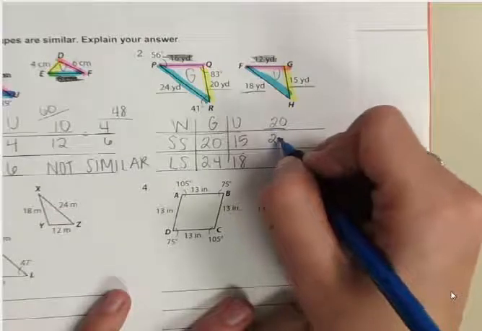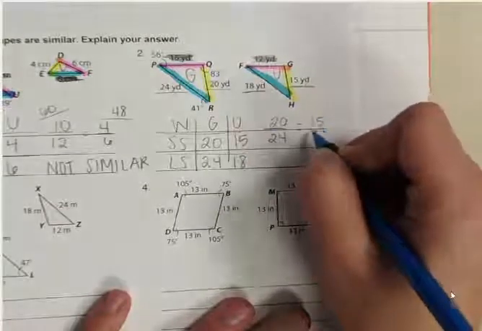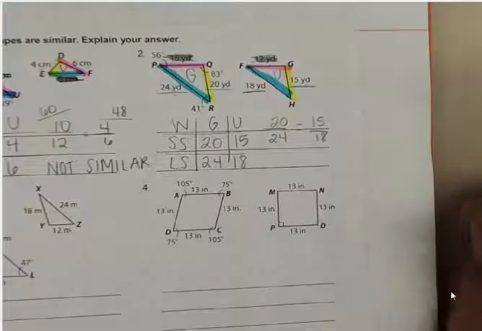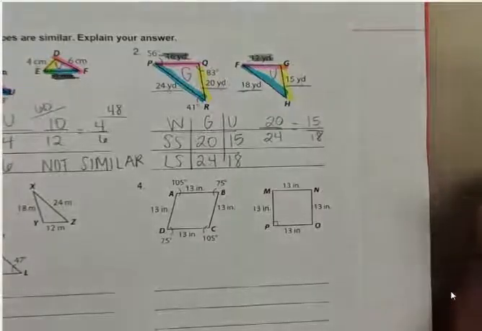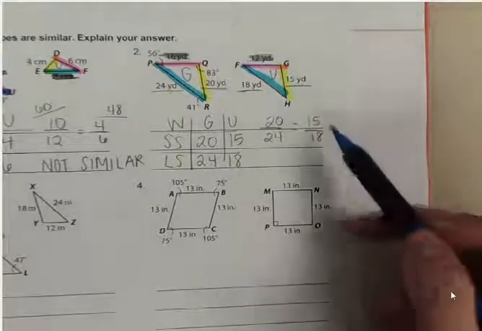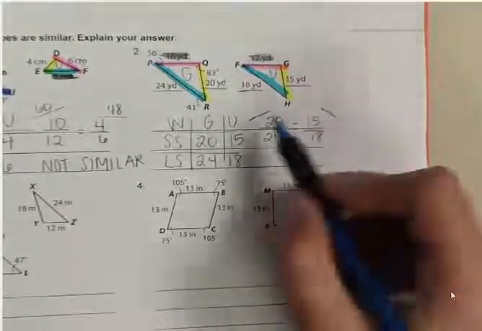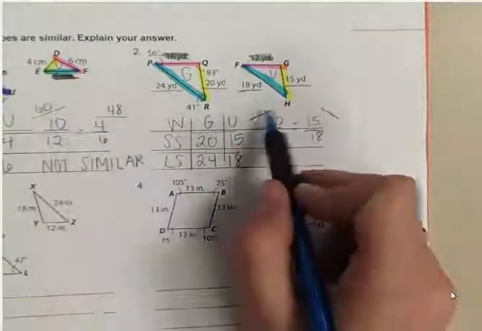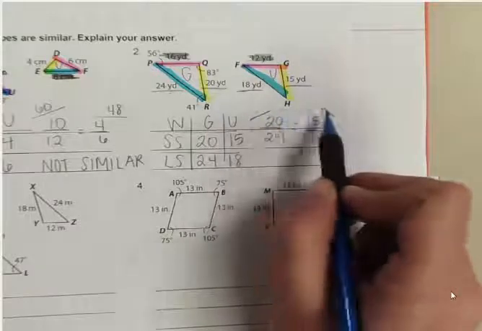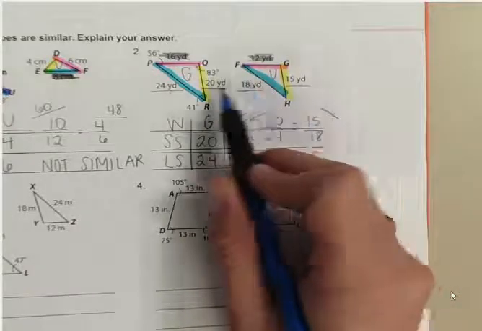Now I'm going to ask the substitute to pause the video right now. And I want you guys to cross multiply these numbers. Put your answers right here, like we did over here, and see if these are the same. If they're the same, these triangles are similar. If they're not the same, they're not similar. Tell me what you get for these numbers.